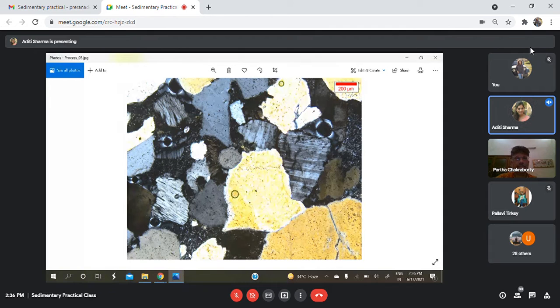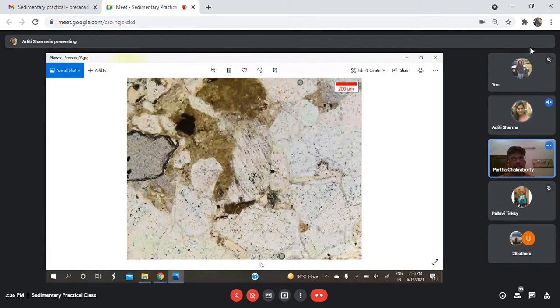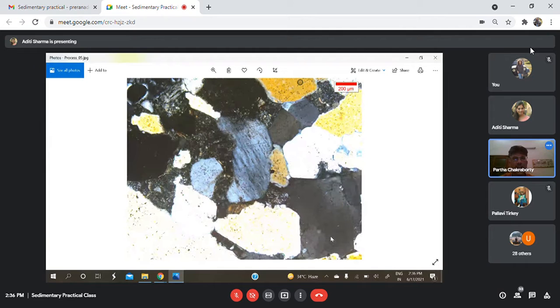Okay. Is there any other photograph of Arcos? Yes, sir. So this is another photograph of Arcos. You can see on the lower right part a grain which is showing sweeping extinction. Now I come to the middle part of the slide. If you see in the middle part, how is that grain?